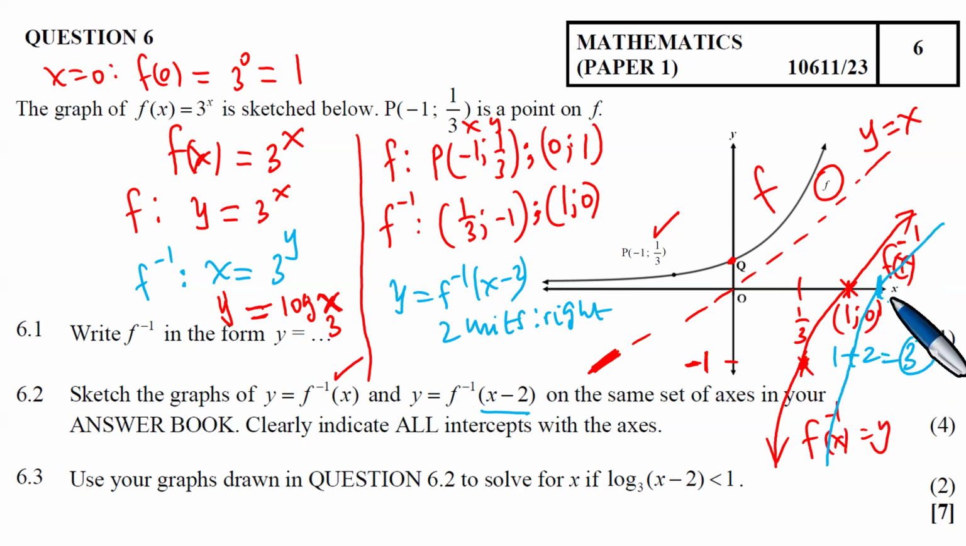And the graph is going to be at 3 for X, and then it's going to be like that. So this blue graph is going to be the graph of F inverse of X minus 2. Any question? Because they said sketch the graphs of F inverse and also F inverse of X minus 2 on the same set of axes in your answer book. Clearly indicate all intercepts with the axes. The intercept on the X axis is going to be at 3. The intercept here is going to be at 1.